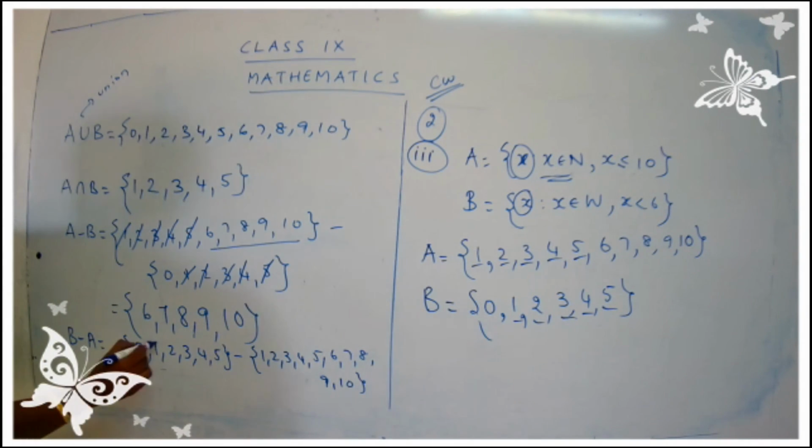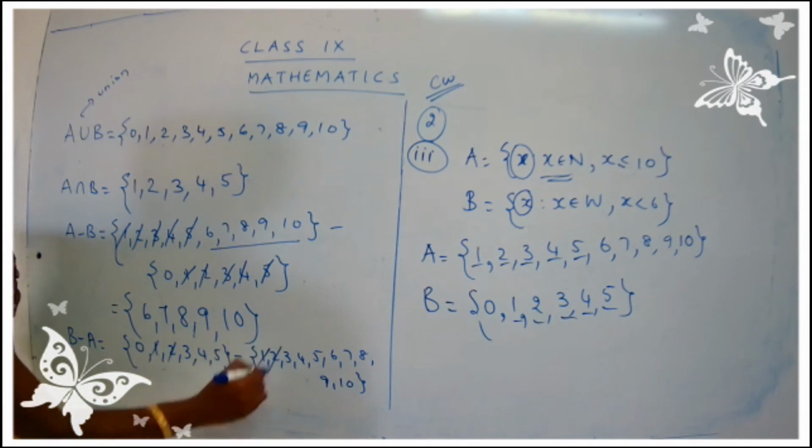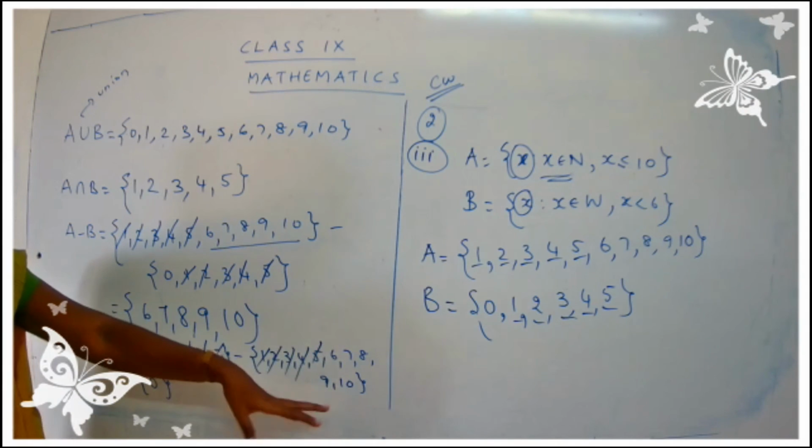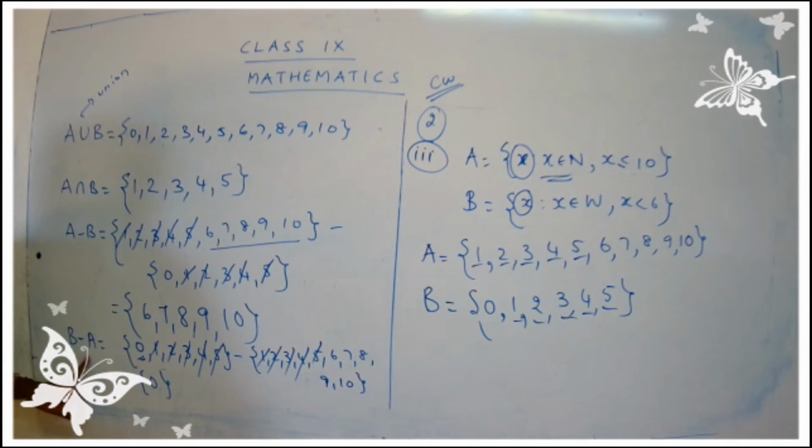Cancel the common ones. 1 is common, 2 is common, 3 is common, 4 is common, 5 is common. So what is the answer? 0. B minus A means I want only the members of B. So what is left in B? 0. I don't want the members of A, so leave that 6, 7, 8, 9, 10. Only worry about B. So 0 is the answer. B minus A is equal to 0.